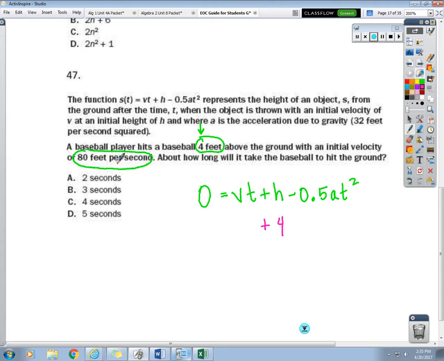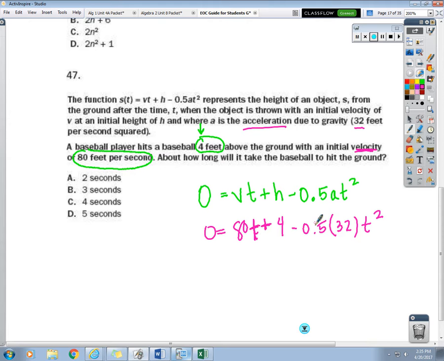Where can we put 80 feet per second? Velocity. Velocity is 80 feet per second. So right here, 80 t. And now at the end, minus 0.5. A is acceleration. Do we have a number for acceleration? Acceleration 32. So times 32 t squared. This is a plus sign in case you can't tell because of that t.